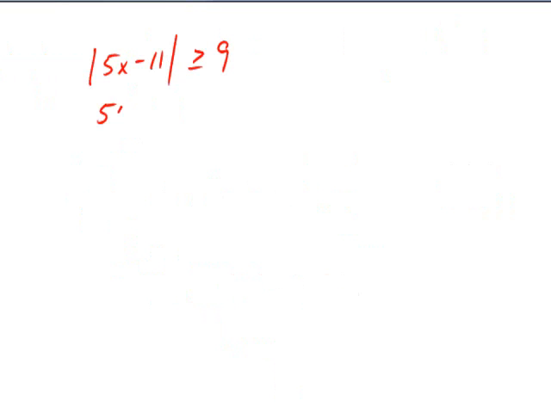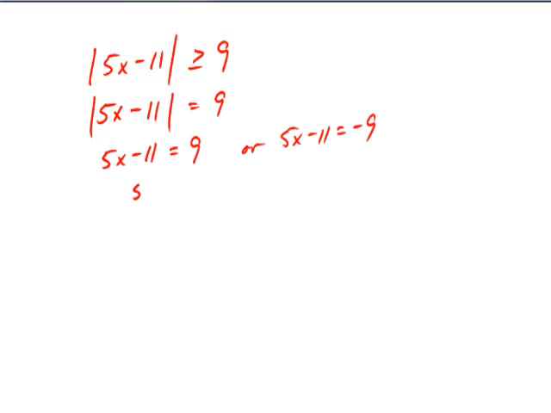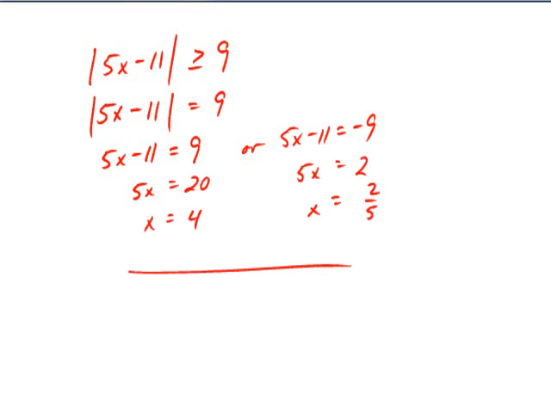Once again, I want to solve this absolute value inequality first as an absolute value equation to find my critical values. So I'll change to an equation and then write my two cases, either 5x minus 11 equals 9 or 5x minus 11 equals the opposite of 9. I can add 11 to both sides and divide by 5. And I get my two critical values, 2/5 and 4.